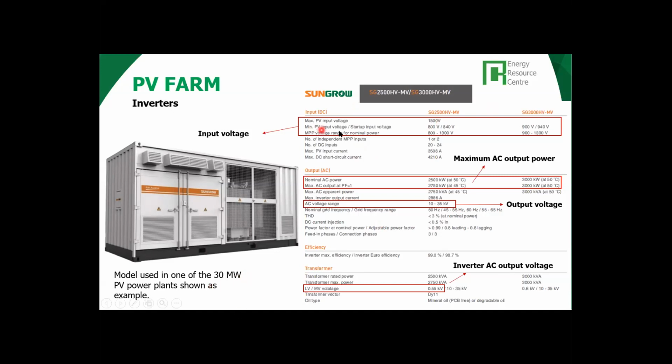On the DC side, we can see this particular model from Sungrow. It can work with a DC voltage input up to 1,500 volts. This is one model, and this is another model. This is a 2.5 megawatt model, and this is a 3 megawatt model. They have the maximum power point capacity, specifications, voltage ranges of operation. On the output side, they can deliver, as I mentioned, 2.5 to 3 megawatts. That's the maximum power output.